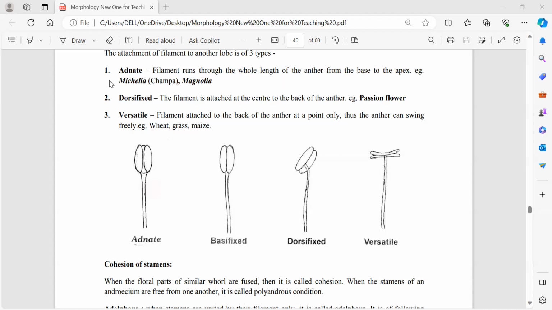So these are the types of stamens. We have the types of stamens as adenate, dorsifixed, versatile, and basifixed. It is based on how the filament, the stalk of the stamen, is attached to the anther. If you are asked which part of the stamen is fertile, which part of the stamen is fertile?